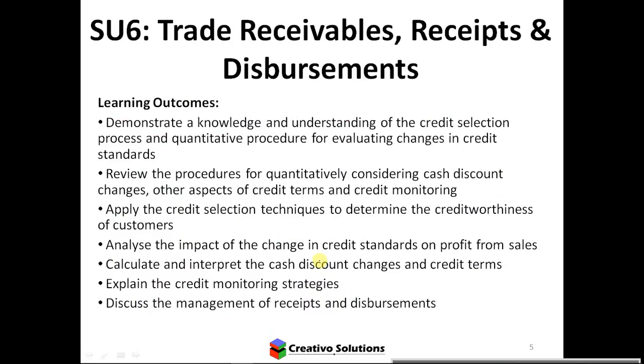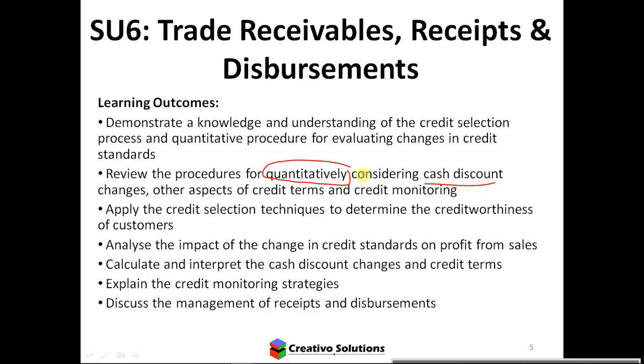Study unit 6: trade receivables, receipts, and disbursements. Today we're going to be demonstrating knowledge of credit, why credit is important and how it can be valuable to the company. We'll also look at good and bad credit; there are obviously 2 types. We need to look at managing credit as best we can, and at quantitative measures for working out discounts. Is it worth utilizing a discount? If we don't utilize a discount, what sort of cost do we forgo?